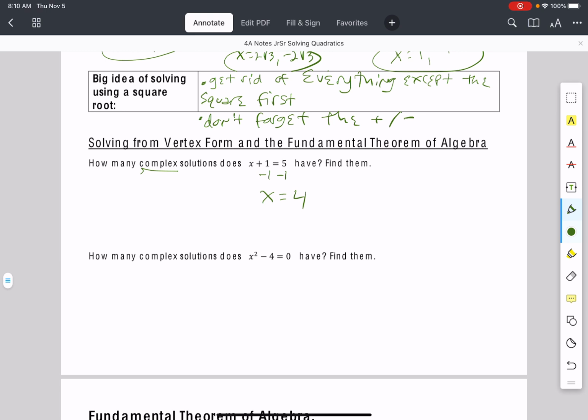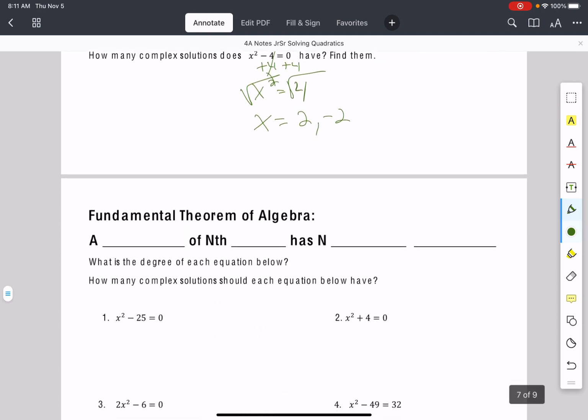I need to get rid of everything but the square first. That's what we just learned. So what would I do first? Add the 4. So then x squared equals 4. And then I square root. What's the square root of 4? 2. Good. What was the highest exponent of this one? 2. How many answers did it have? 2. This is called the fundamental theorem of algebra.